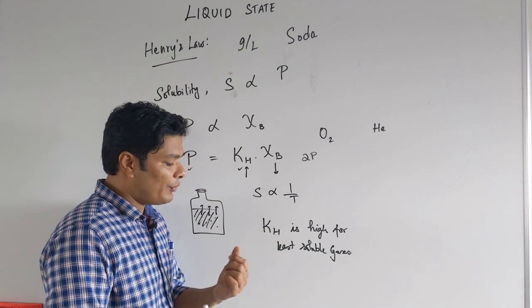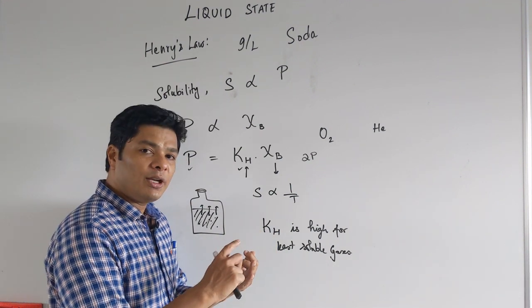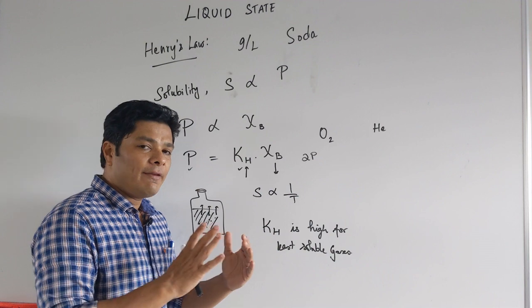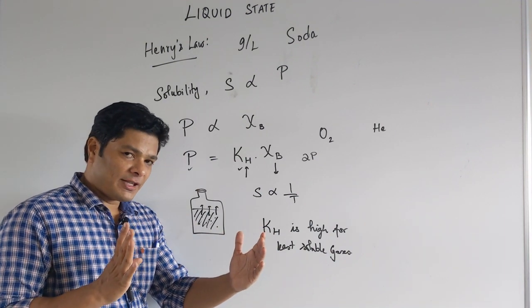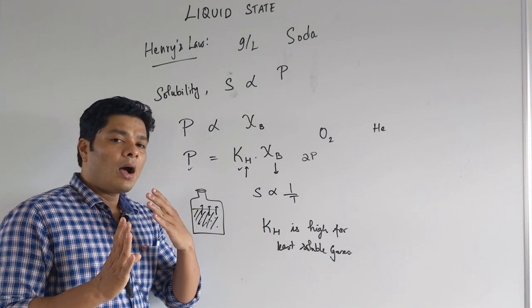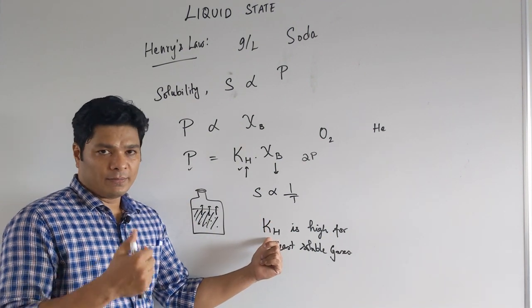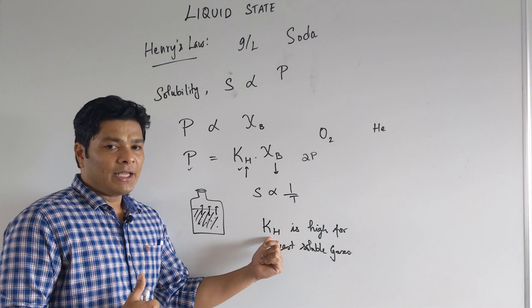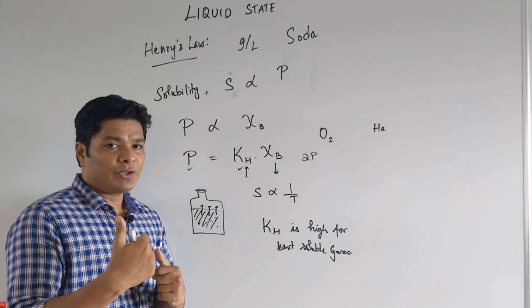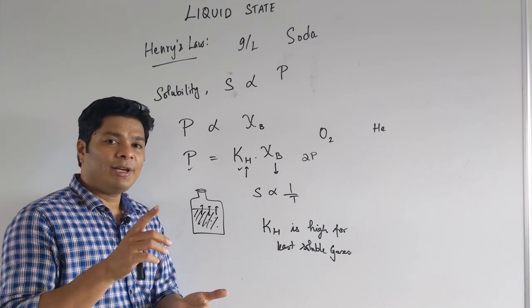Same thing goes for the solubility of O2, solubility of CO2, everything. When a given amount of solvent is given, the solubility order is opposite of the KH order. That is one thing that you want to know. Second thing, solubility is affected by temperature. As the temperature increases, solubility decreases.